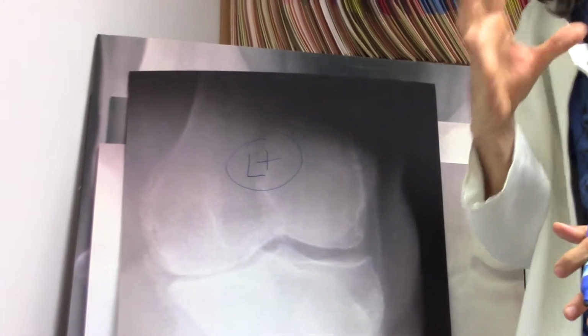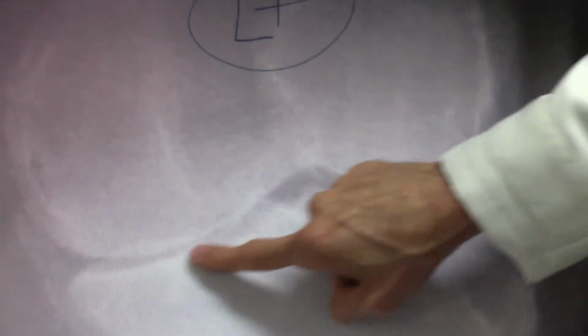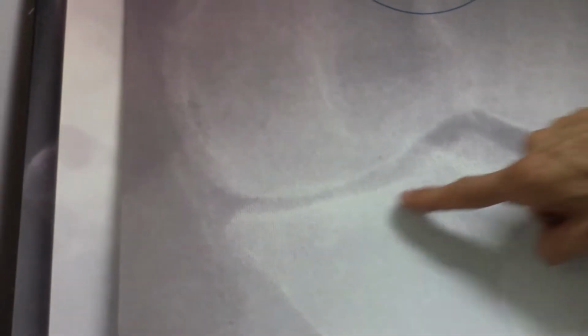Remember what the parrot fish beak looked like. And here you see the parrot fish deformity right over here. It looks like the lower lip of that parrot fish beak.